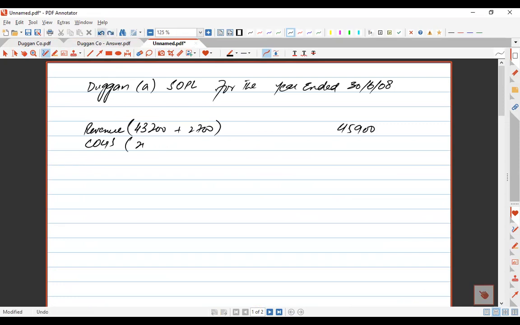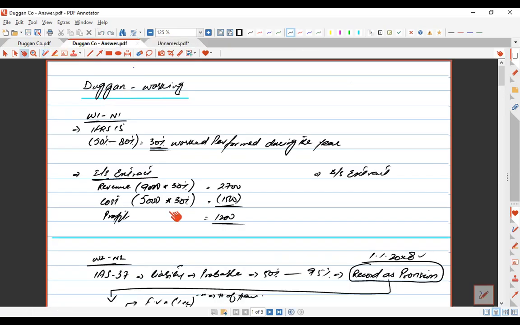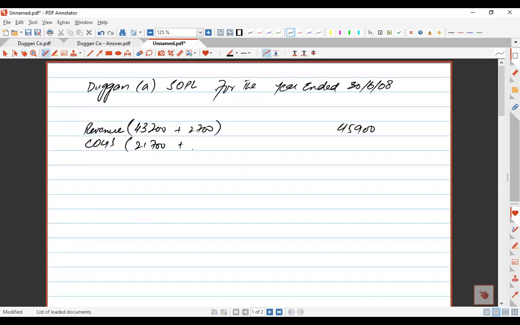21,700 is the cost from the trial balance. Now from working 1, you can see there is another cost from the long-term contract of 1,500. So adding this 1,500 in the cost of sale, and I'm marking the reference where we are taking these figures from. So 27 we actually took from working 1, and the cost of 1,500 also from working 1. So total cost of sale is now 23,200.